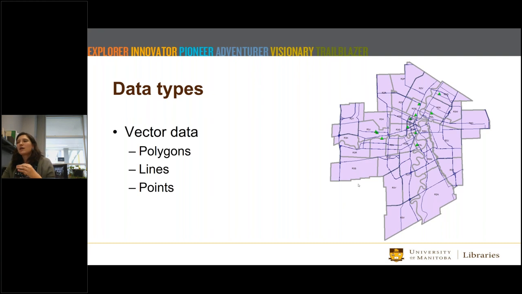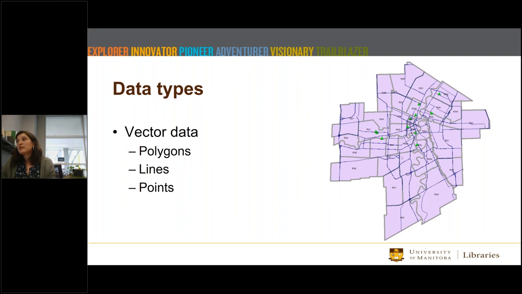Although, if you want to start splitting hairs, polylines could suggest that it has multiple segments that go in different directions, and a line is one segment of a line. But in any case, the lines that you can see on this map are actually the major roads within Winnipeg, and so it doesn't necessarily give you the area information of it, but it tells you where it is and the line that it follows.